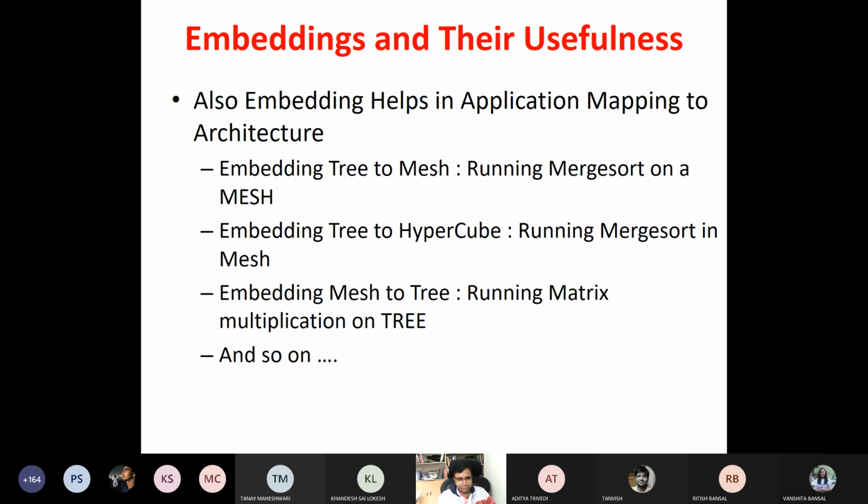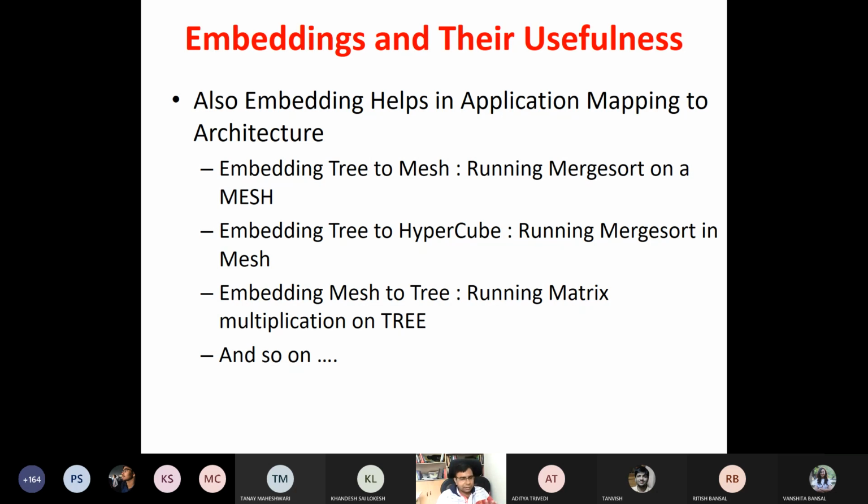So let's discuss. Embedding also helps in application mapping to architectures. For example, embedding a tree into a mesh, running merge sort on a mesh. If you write a parallel program for merge sort, by default it will have a tree kind of structure, and if you want to run it on a mesh, how to do it? Also embedding a tree into a hypercube, and embedding a mesh into a tree.